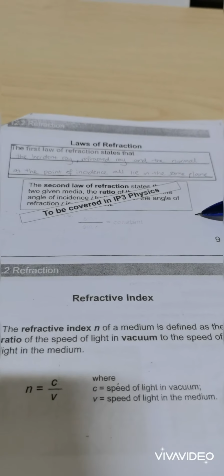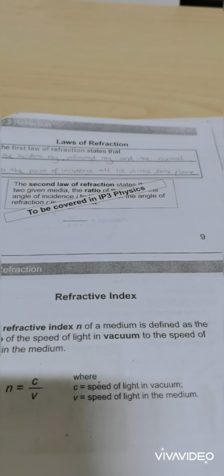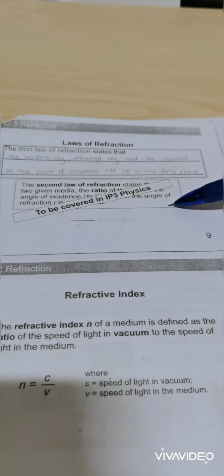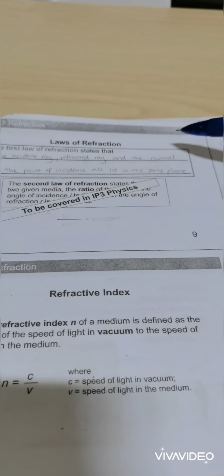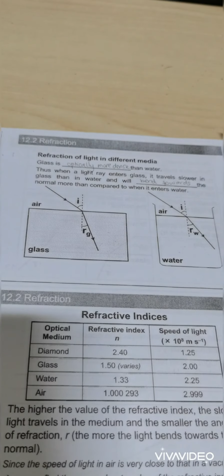Now the second law of refraction similarly gives the relationship between the angle of incidence and angle of refraction, but we are not going to cover it now. It will only be covered in IP3 physics. So for now you only need to learn the first law of refraction.